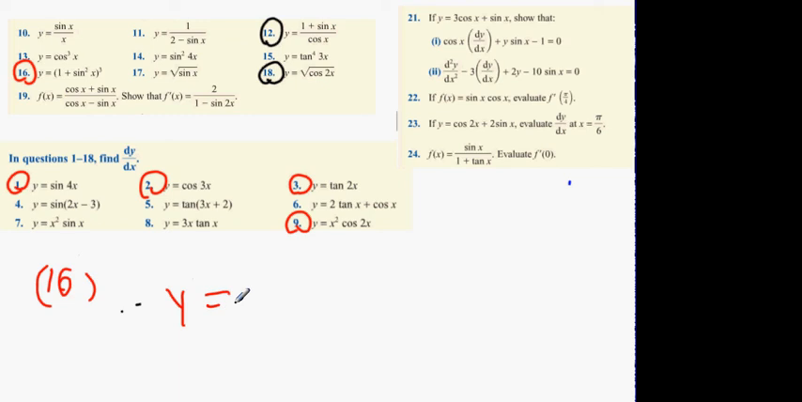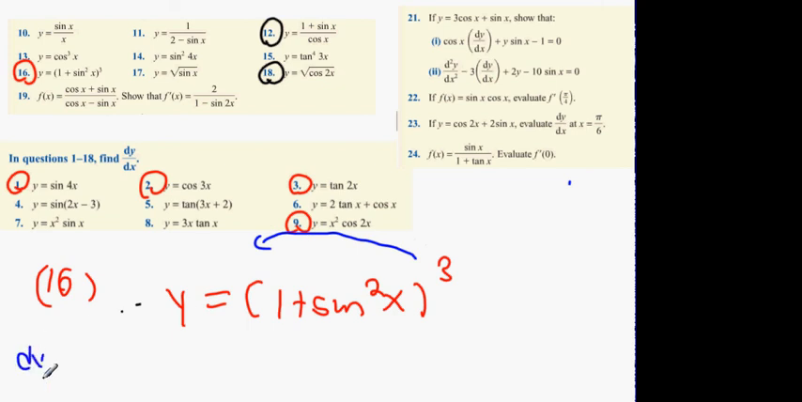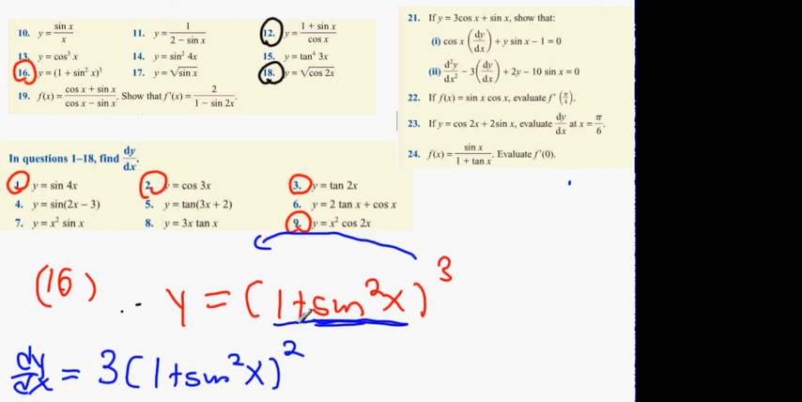16 equals y equals 1 plus sine squared x cubed. Now guys, what do you think for this one? Bring the 3 to the front, what happens? dy dx equals 3, 1 plus sine squared x to the power of? Differentiate this. Here's the problem. If u equals 1 plus sine squared x, what's du dx?